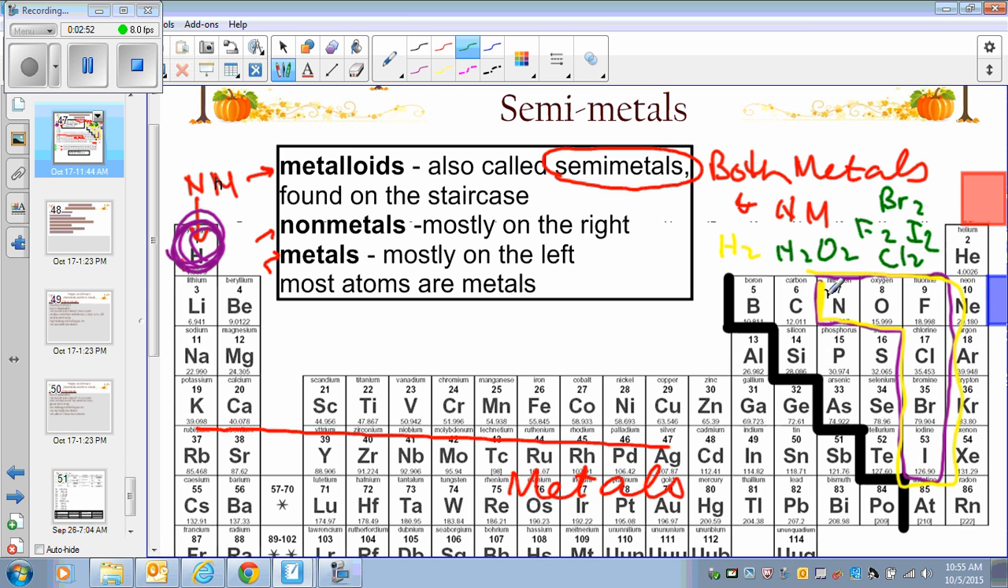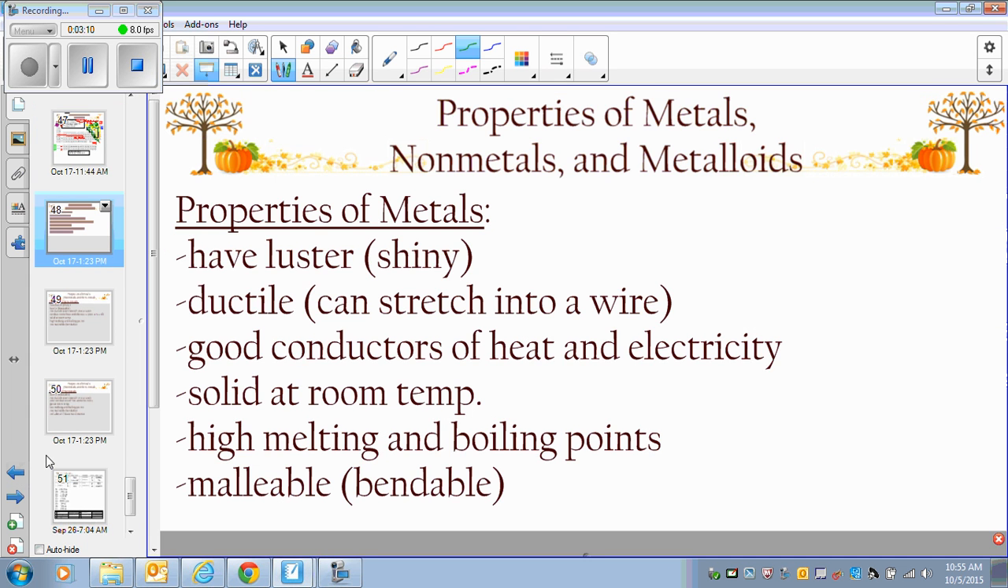So you need to memorize that these are called the 7 diatomic elements, and hydrogen is also one of them. And then everything below the line is metals, everything above the line is nonmetals, and elements that are by the line are metalloids, and they have the properties of both metals and nonmetals. So let's talk about the properties of metals first.